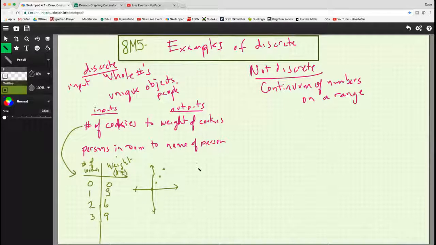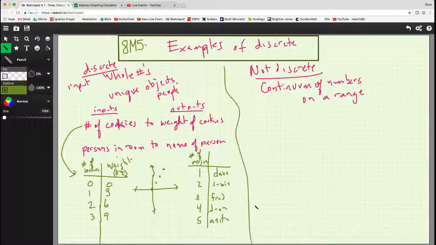And here, persons in room to name of person. So the first person who entered the room would be maybe Dave. The second person who entered the room, number of person. Let's say we had these name tags with numbers on them. So the number of person to enter the room, 3 would be Susie. And 3 would be Fred. And 4 would be Juan. And 5 would be Anita. Okay, so these are discrete functions because there's no in between, right? There's no in between.